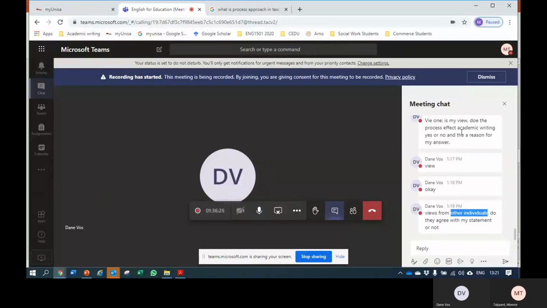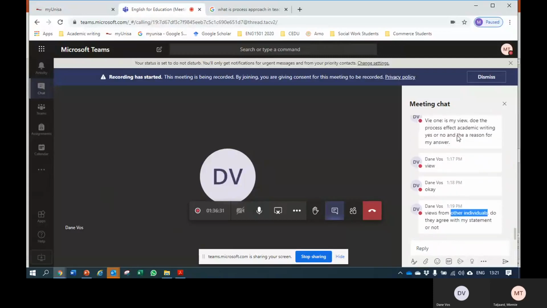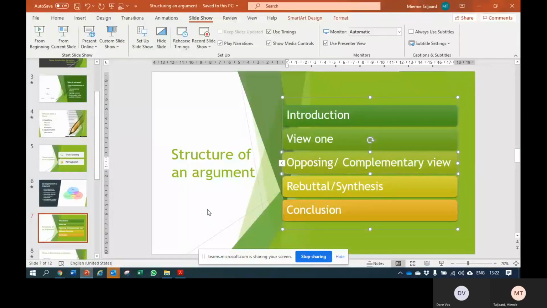So let's go through it. You have your introduction where you say you're going to evaluate. Then you give the view of what is good about the process approach. Then you have somebody else's view who does not agree that the process approach will work. And now if we go back to that, at this stage, rebuttal means, are you going to take his opposing view and say why you don't agree with it?